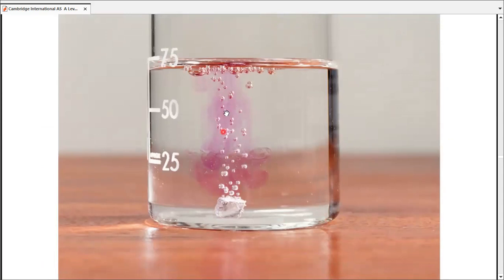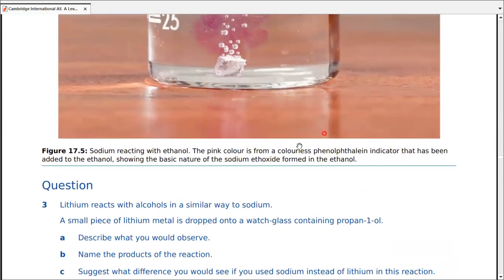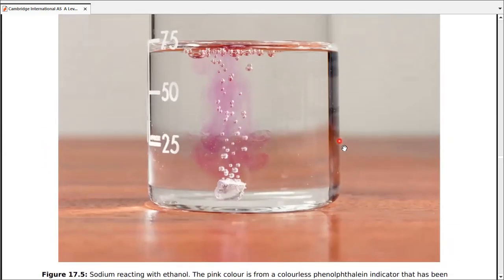Now you must be thinking, how is it that we can see a purple tint or shade over here? That's actually coming from the indicator, phenolphthalein. Remember, phenolphthalein shows a light pink color in alkaline medium. However, it is colorless in both neutral and acidic mediums. Since we're producing a basic compound, it is giving you that pink color.